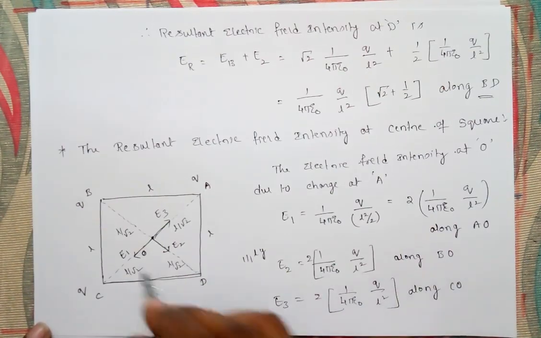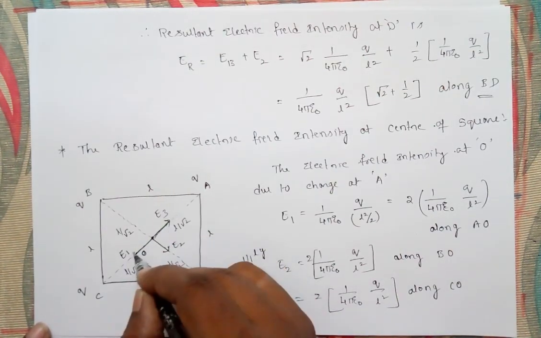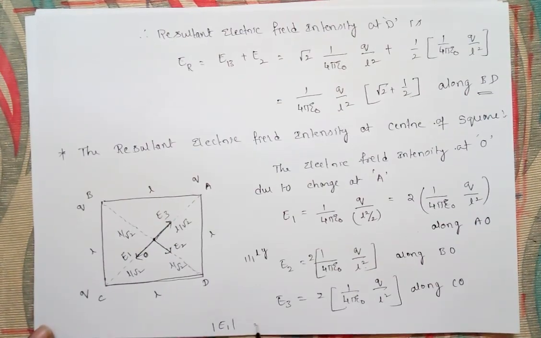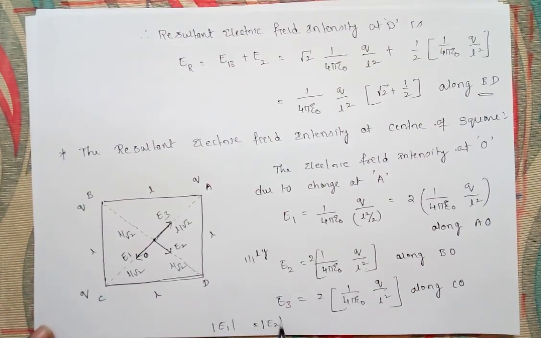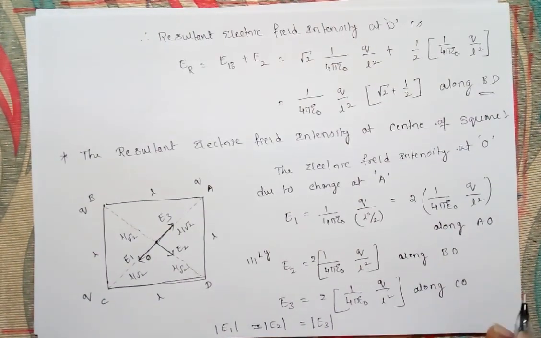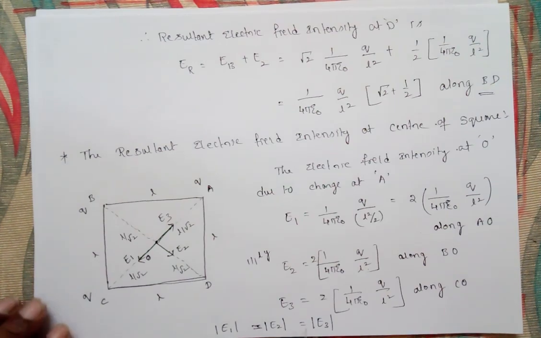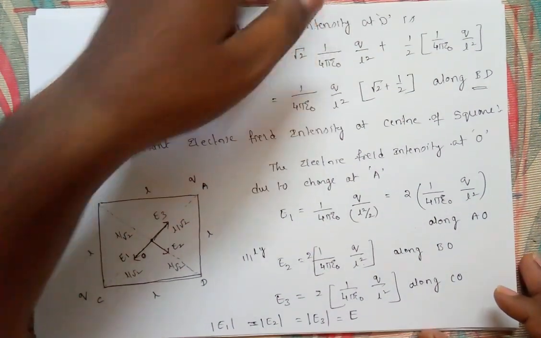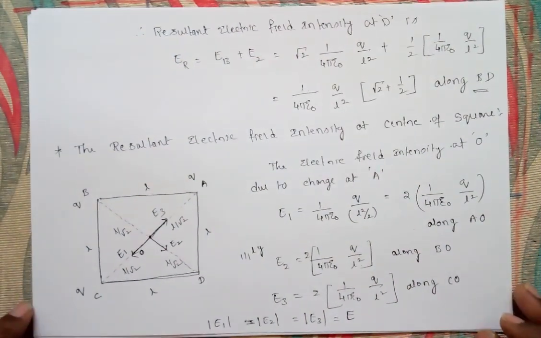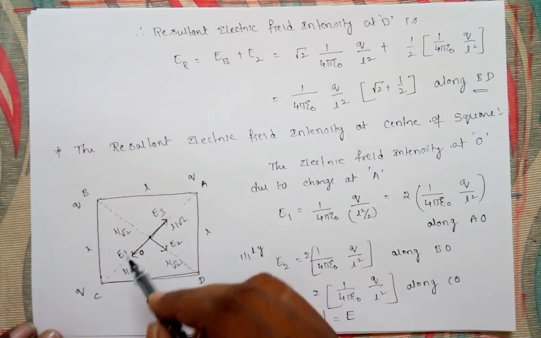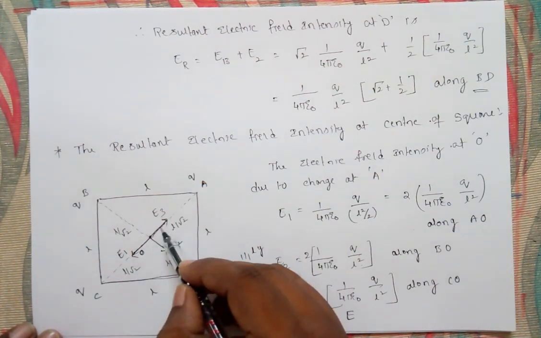Then you will observe these directions here. The magnitudes of E1, E2 and E3 are all the same, and that is equal to E. Now you observe all are having the same magnitude, and these two are opposite in direction.